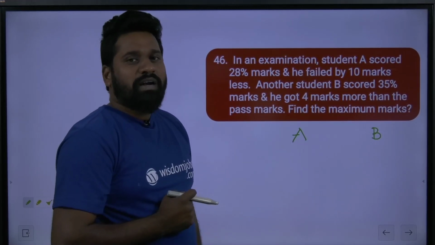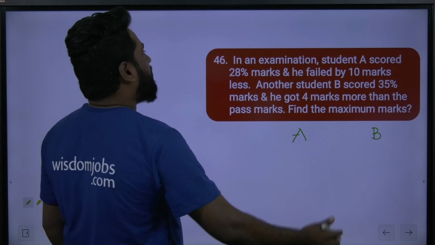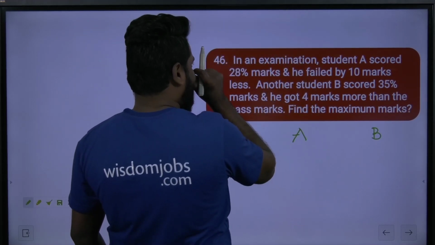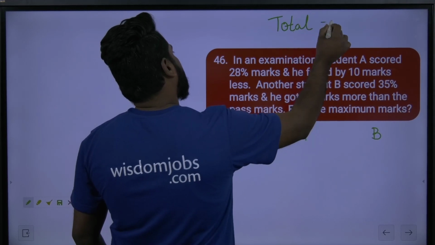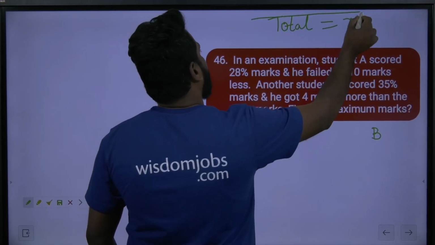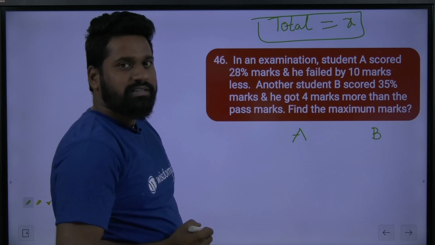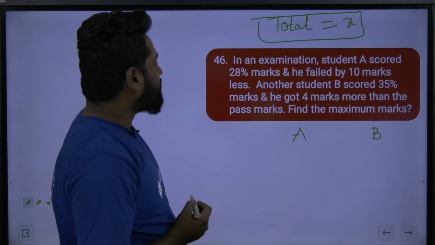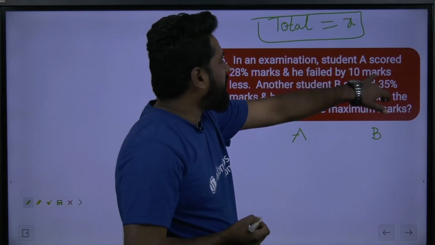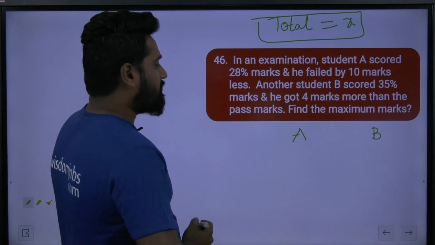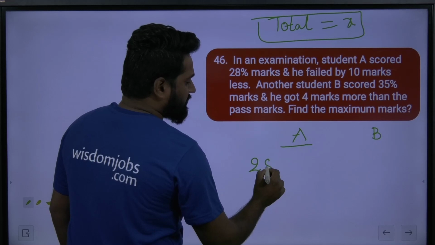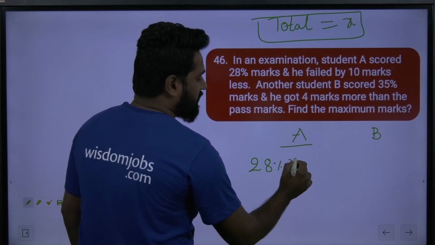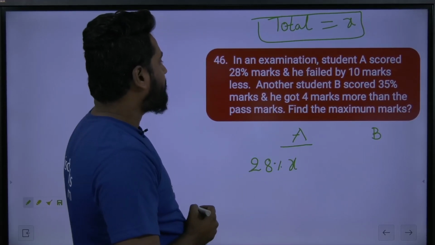A scored 28% of the marks. For example, you can write here total marks is equal to X. This is the general method. First observe this one. Total marks is X. Out of this X marks, student A scored 28% of the marks. So I am writing student A 28% of the marks. That is 28% of X.